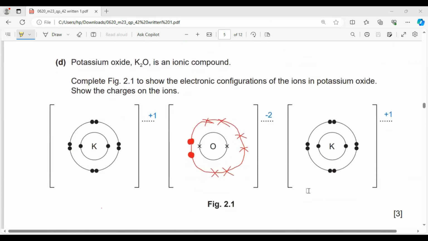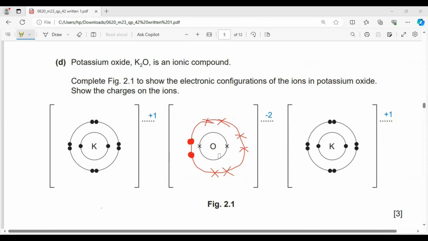Next, potassium oxide, K2O, is an ionic compound. Show the electronic configuration of the ions in potassium oxide, and show the charges on the ions. Now, they have given the ionic compound K2O and its structure with its electronic configuration. Here, as potassium has one electron in its outermost shell, it donates that one electron to oxygen, because of which it will gain a positive charge, a +1 charge. So on both the potassium ions, we have a +1 charge.